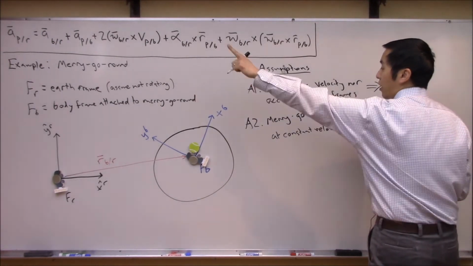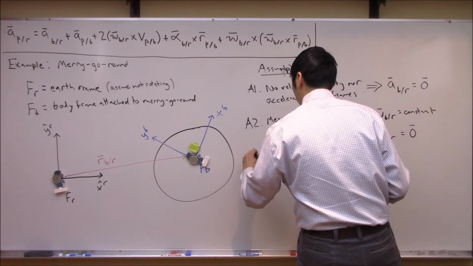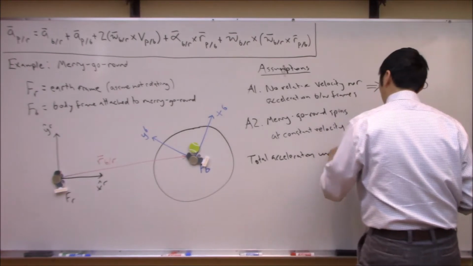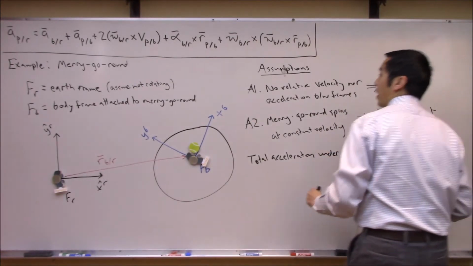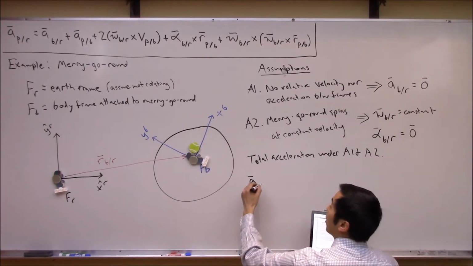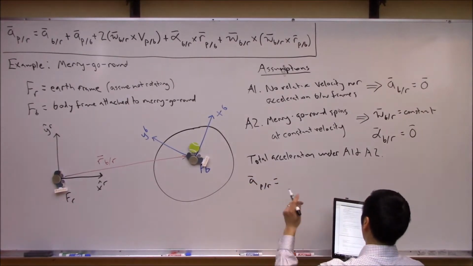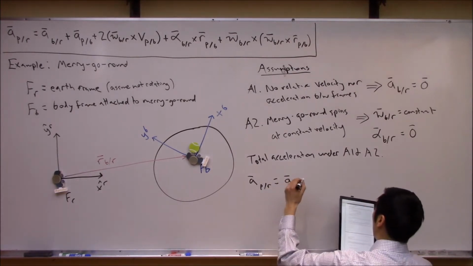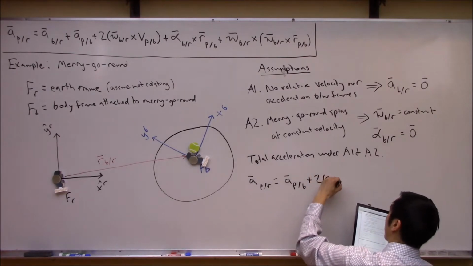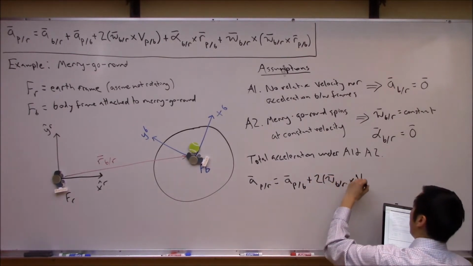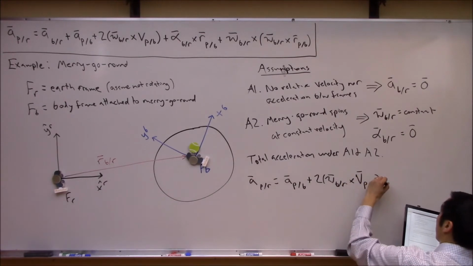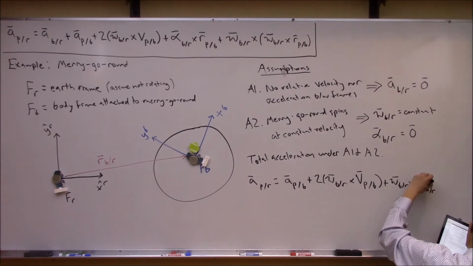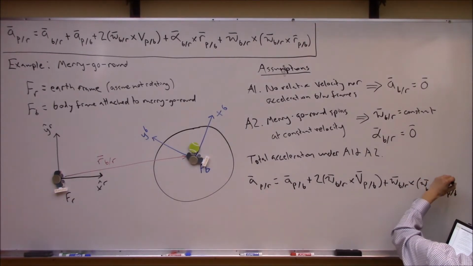So we can write down that our total acceleration under A1 and A2, right, simplifies down to something pretty reasonable. A P with respect to R is just going to be equal to A P with respect to B plus 2 times omega B with respect to R crossed V P with respect to B plus omega B with respect to R cross the quantity omega B with respect to R crossed R P with respect to B.